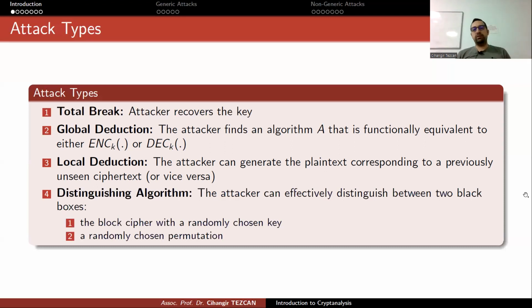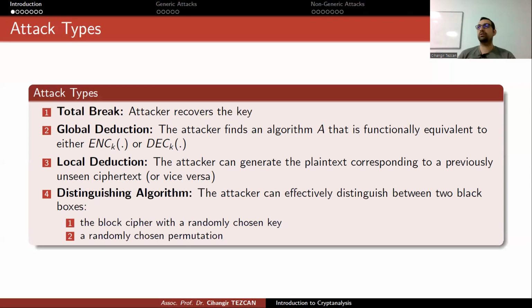Another one, the distinguishing algorithm, and this is very, very important, and this is our starting point. In this case, the attacker can effectively distinguish between two black boxes, where these two black boxes are as follows. The first one is the block cipher with a randomly chosen key, which you don't know, or a randomly chosen permutation. So this actually raises the question.